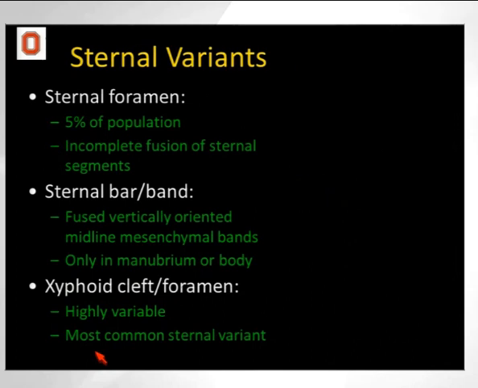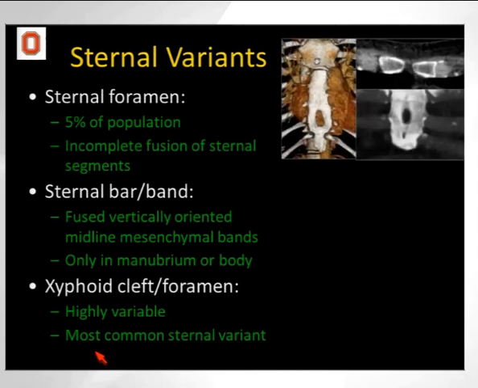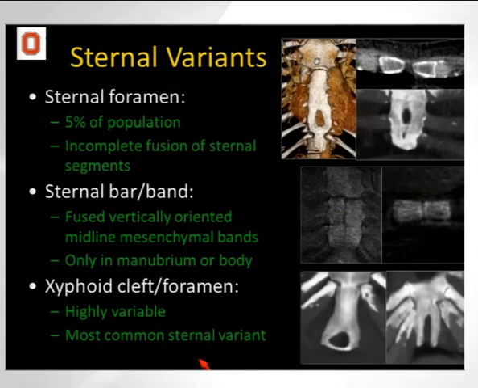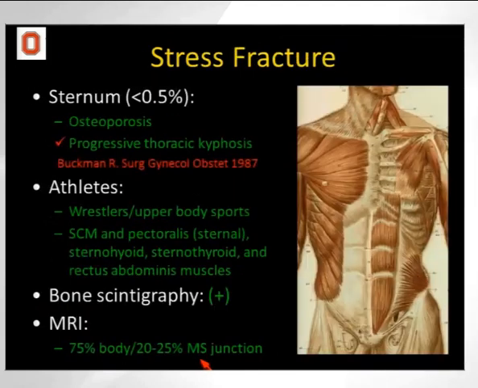The sternal foramen can be seen in anywhere from 5 to 8% of the population, and these are simply holes in the sternum from failure of the paired mesenchymal bars fusing in the midline. They're always in the midline. They're usually circular or ovoid in shape, but they can mimic a lytic lesion. Sternal bands are also in the midline. They can look like low signal intensity or sclerotic areas within the bone, but they can sometimes mimic stress fractures. And of course, xiphoid clefts and foramina can look like destructive lesions on radiography.